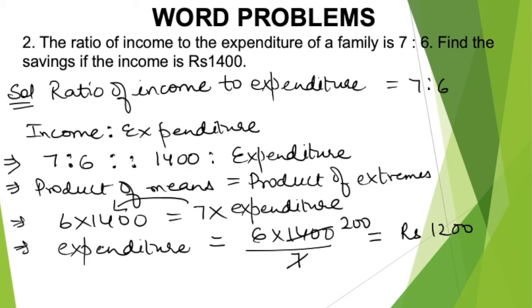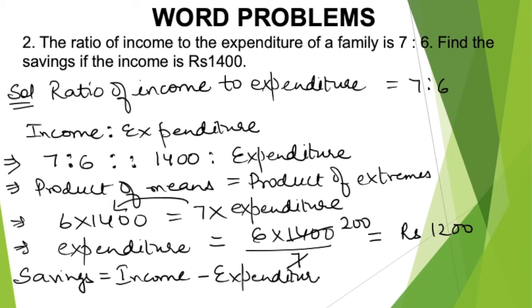Now if the income is 1400 and the expenditure is 1200 rupees, then to find the savings, there is a simple formula, which is income minus the expenditure. That means whatever a person has earned and whatever his expenses are, when we subtract these, we get what he has saved. So this answer will be equal to rupees 200, which gives us the savings.